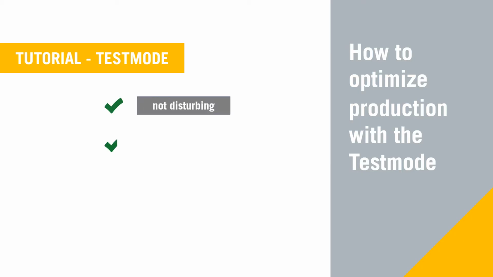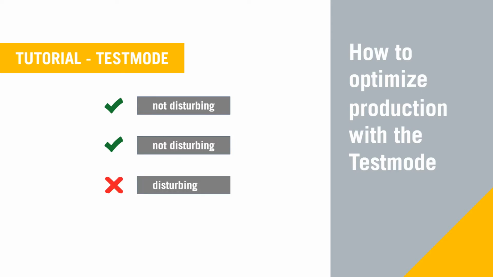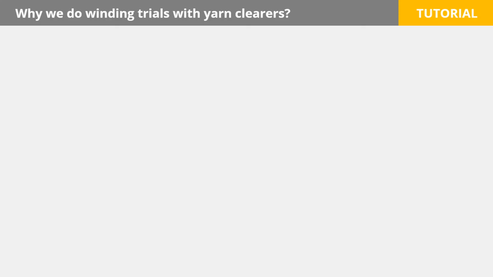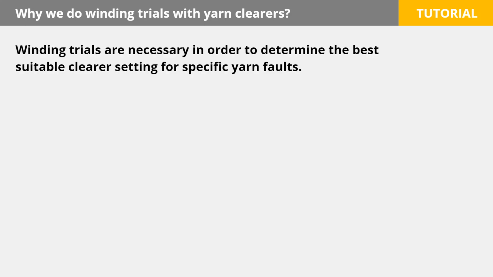Welcome to the training: how to optimize production with the test mode. Why we do winding trials with yarn clearers. Winding trials are necessary in order to determine the best suitable clearer setting for specific yarn faults.